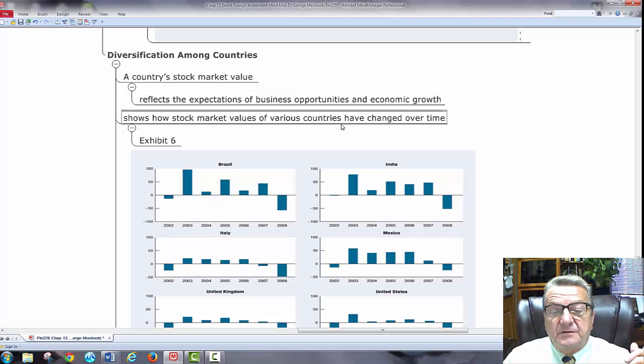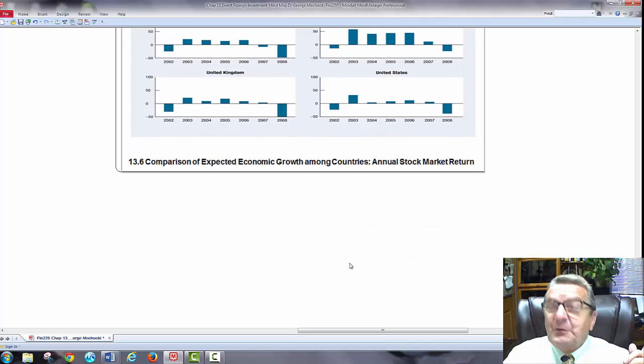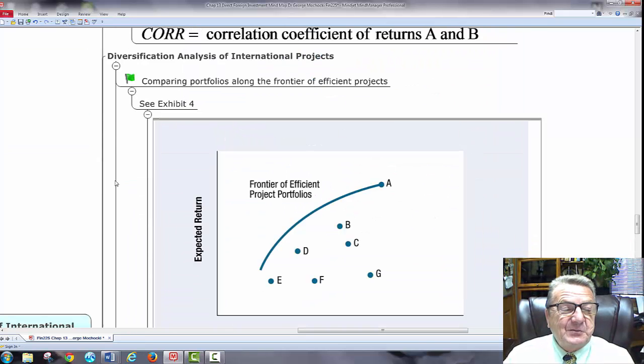Okay, diversification among countries, and country stock market value reflects the expectation of business opportunities, economic growth. It shows how the stock market values various countries. So you got Brazil, so you can look at different stock markets, at the year when it went down, comparison, economic growth suffer. Some of them didn't do as bad as other ones did. There's the U.S., United States. Okay, we're still underneath there. All right? Not too bad. So which countries? None of them did too good. And the ones they listed. So that's kind of good when you're going to look at some kind of a report, put them all bad. So you say, hey, don't look that bad. You don't want to put them next to a good one. All right, good statistics, good marketing.